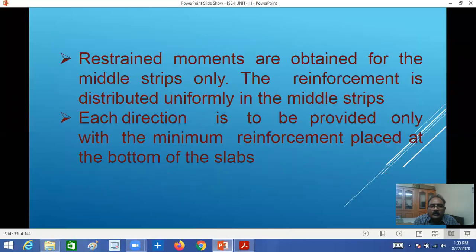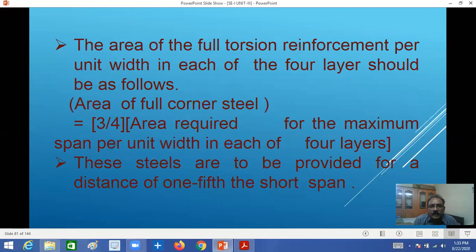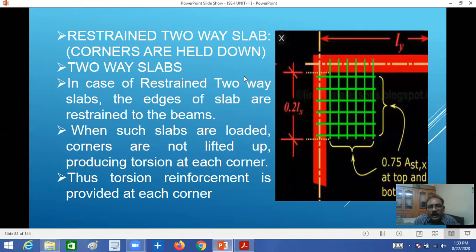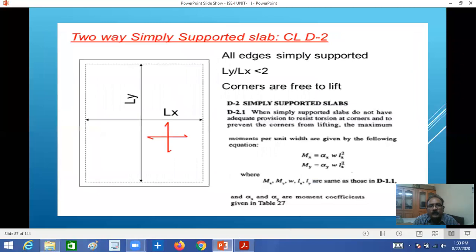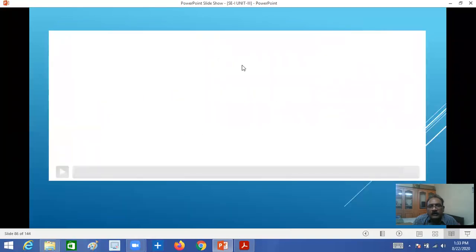Okay, and we'll see one problem on two-way slabs. With that we complete this unit. Thank you. I will end this section.